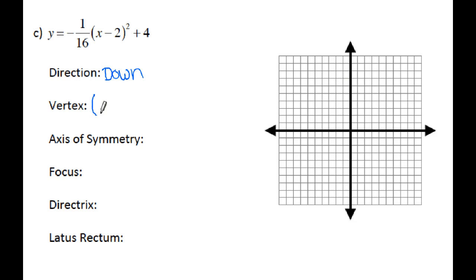My vertex is at 2, 4. And my axis of symmetry is going to be x equals 2. I'm going to go ahead and plot my vertex. I'm going to draw my axis of symmetry.